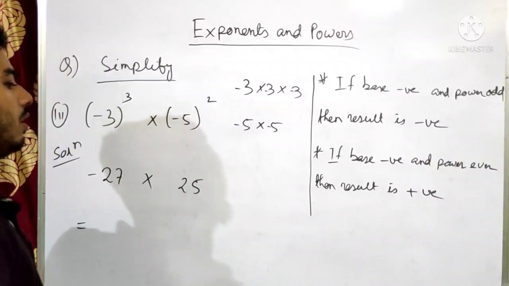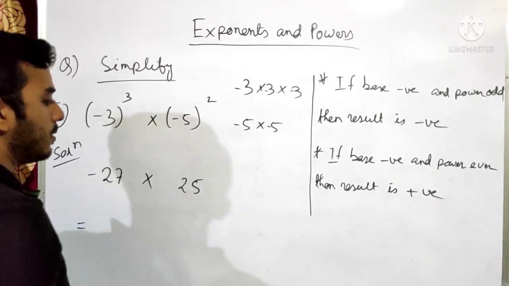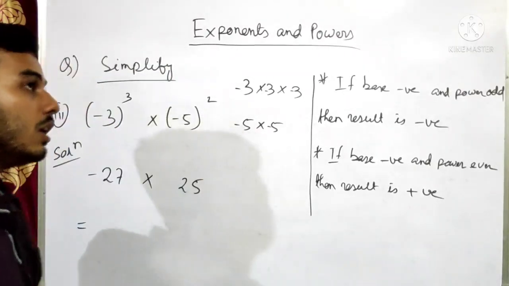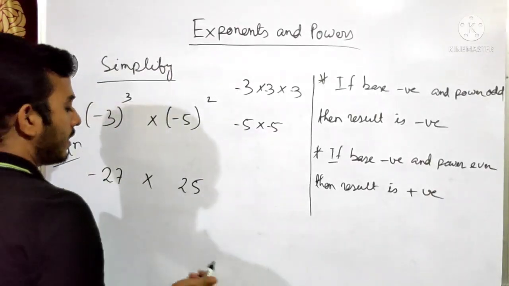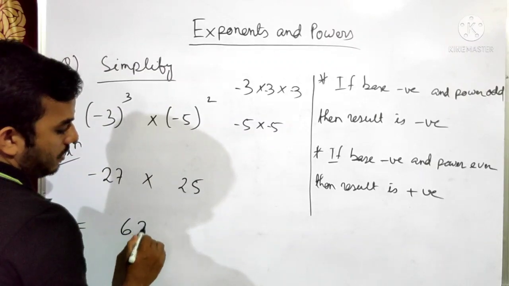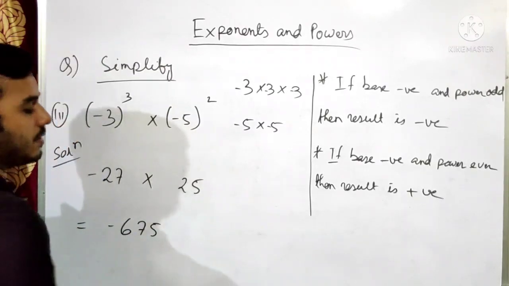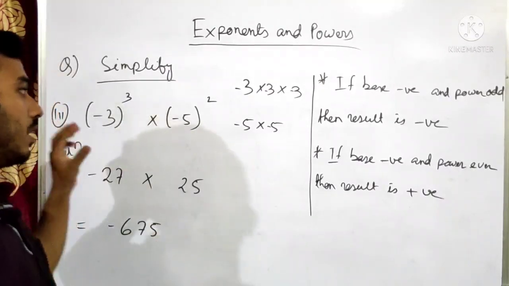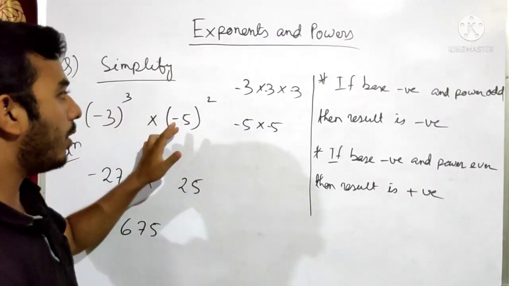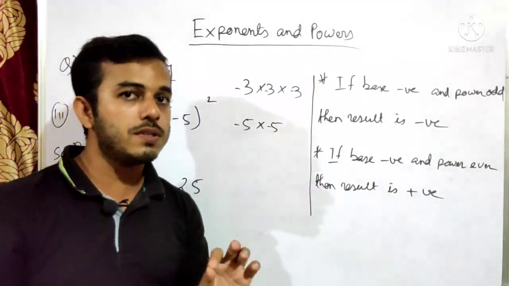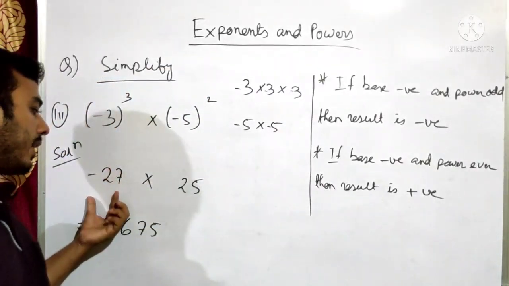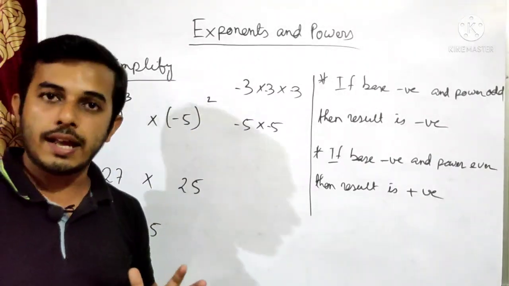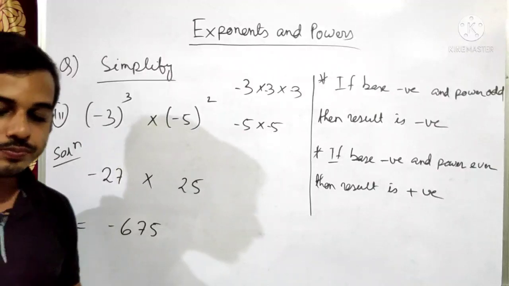Clear? Okay, look, 25 into 27. 25 into 25 is 625, isn't it? And one more 50, it will be 675. Okay, so the answer is minus 675. Clear? Did you notice the difference? That is when the base is negative and the power is odd, and when the base is negative and the power is even. The difference is, in one case the result will be negative, and in the other case the result will be positive. Clear? Okay, very good.